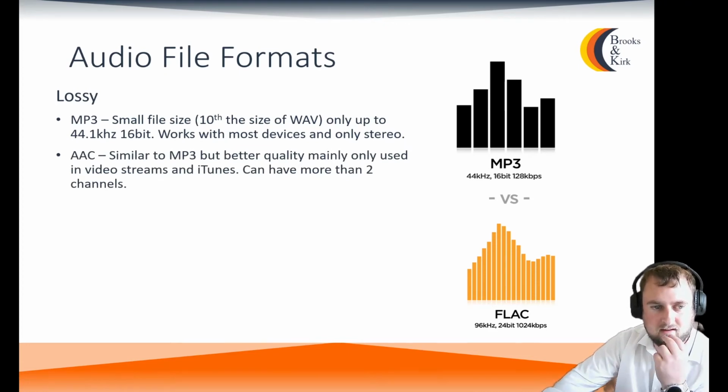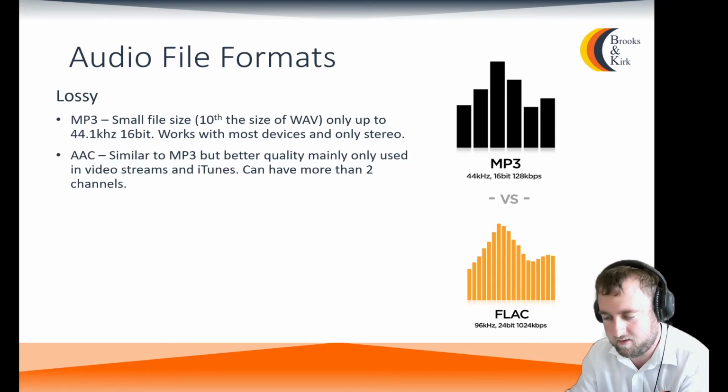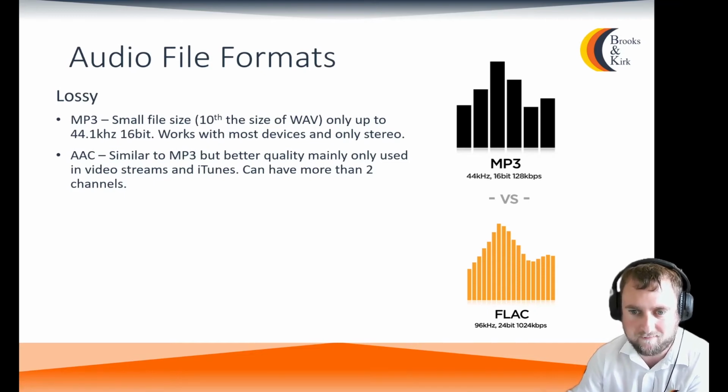AAC was kind of an iTunes thing in the early 2000s, but it's often used in film and cinema now, because you can have more than 2 channels, more than stereo. You could have 5.1 AAC files and things like that.